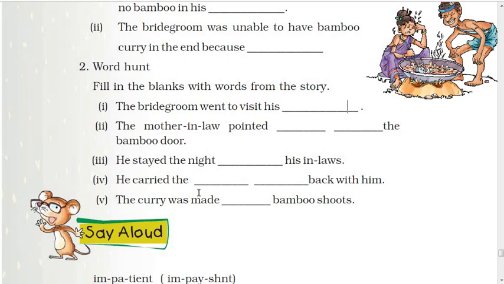So the next one, he carried the dash back with him. Again, the two words are to be written over here. He carried the dash. Basically, I'll just help you out with the second word. He carried the dash door. Now it would be easier for you to find out the answer. The curry was made dash bamboo shoots. What was the curry made of is the right answer. Okay, OF, but we pronounce it as ov. V sound is there, not f. Ov. The curry was made of.